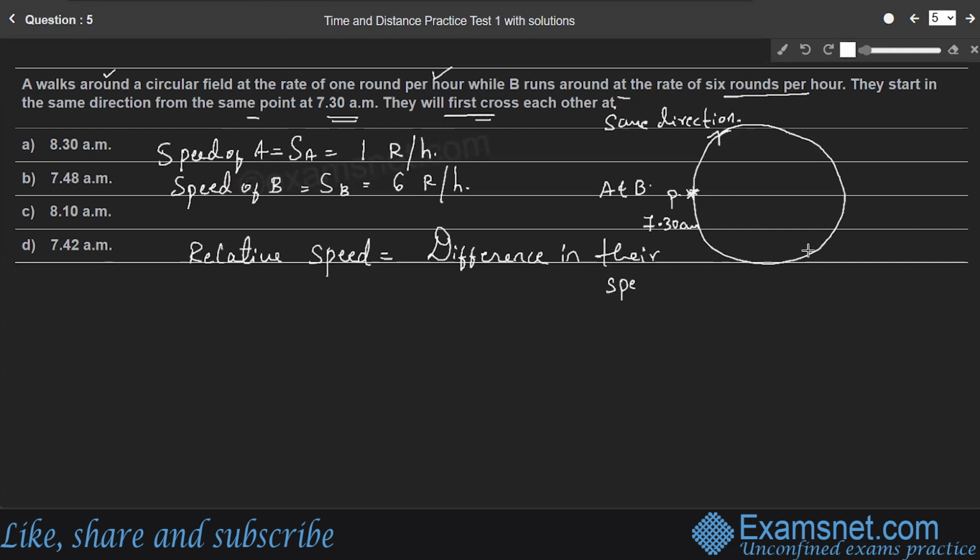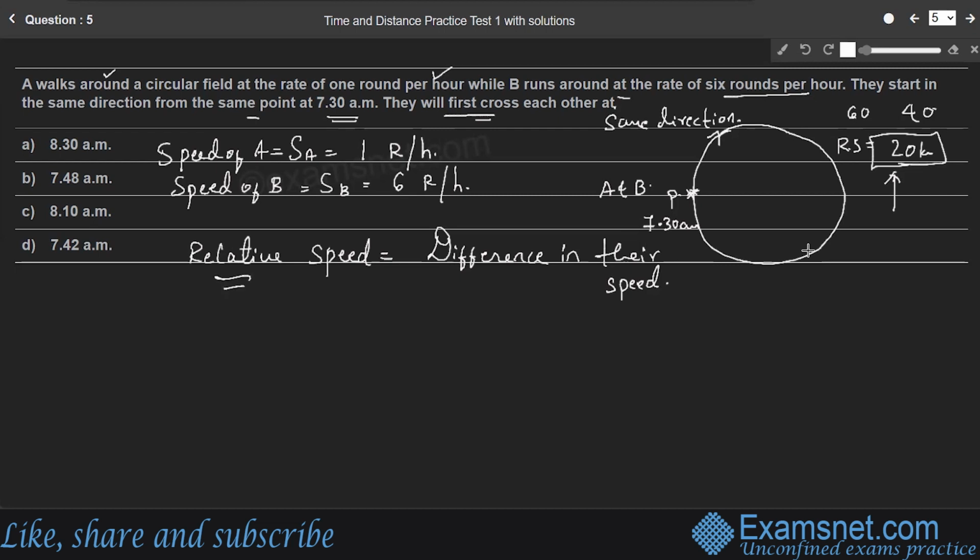Difference in their speed. For example, two bodies are moving with two different speeds like 60 and 40 kilometers per hour. So their relative speed becomes 60 minus 40, which is 20 kilometers per hour. That means they appear to be moving with 20 kilometers per hour, which is a false speed. But this is the speed of one body with respect to another. That is called the term relative speed.